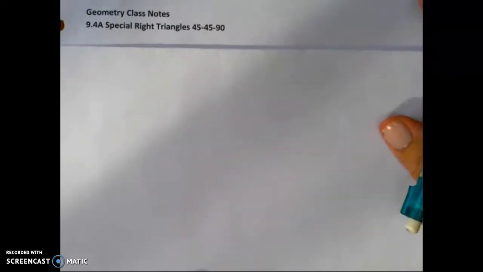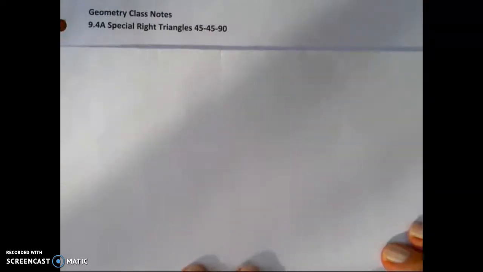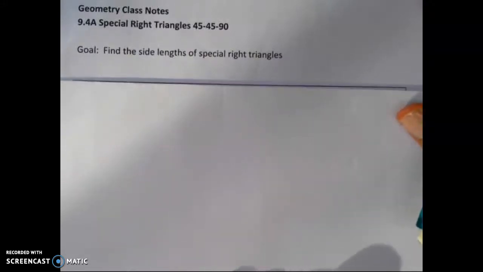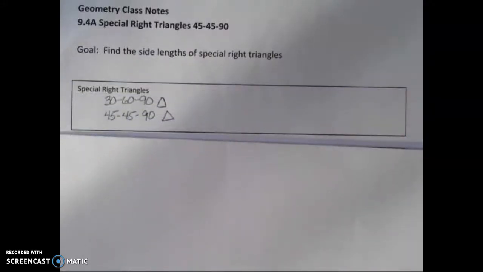Hello, these are class notes for special right triangles. This is section 9.4. We have a part A and a part B because there are two types of special right triangles, and the goal is to solve the triangles. The goal for the lesson is to solve the triangles by finding all three sides. There are two kinds of special right triangles, 30, 60, 90, and 45, 45, 90.